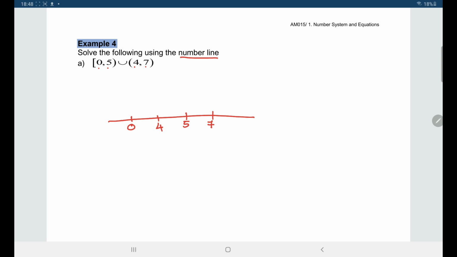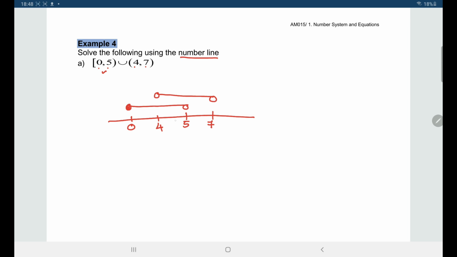Then draw the line representing the first interval on the number line. The first interval is from 0 to 5. At 0 we draw a filled circle because the number 0 is included. At number 5, an empty circle because number 5 is not included. For the next interval from 4 to 7, at numbers 4 and 7, empty circles because they are not included.